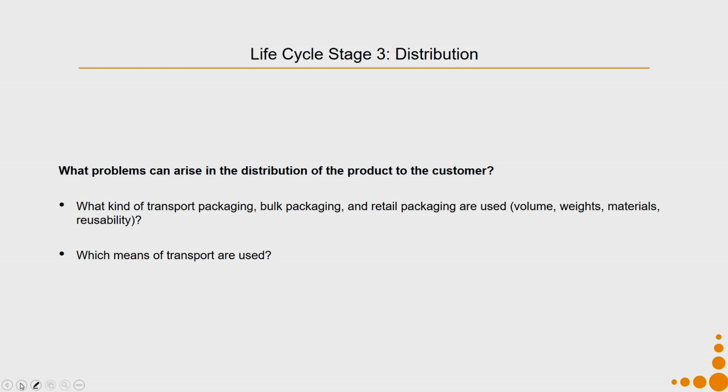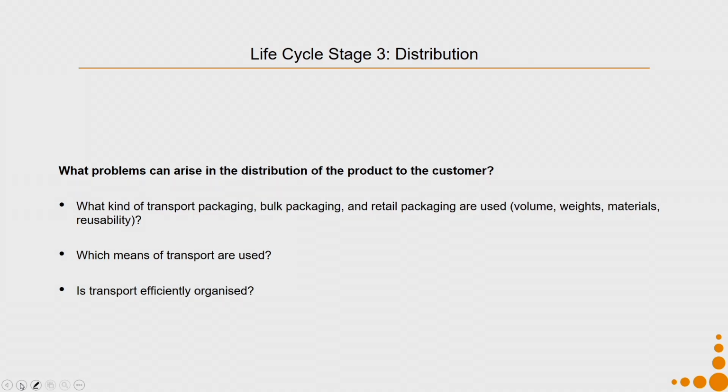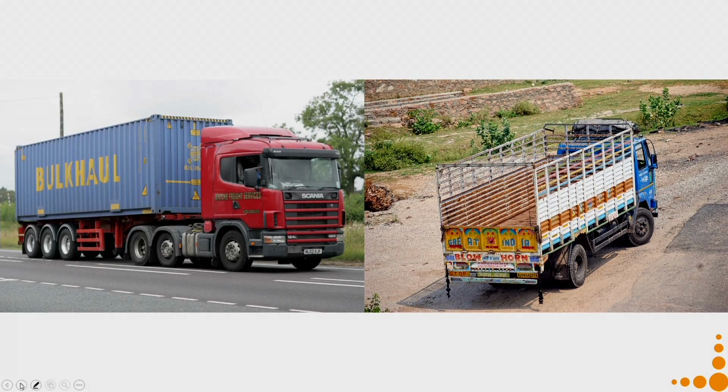So, say for example, are you going to use trucks, are you going to use ship or something else? That will also determine what kind of packaging you will need. Is transport efficiently organized? So, say for example, I might be able to use this large truck when I am transporting huge volumes of these mobile phones over a large distance.